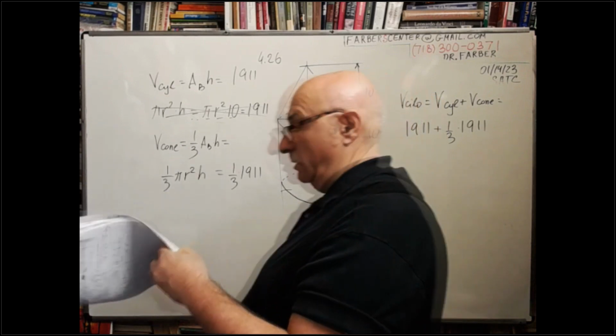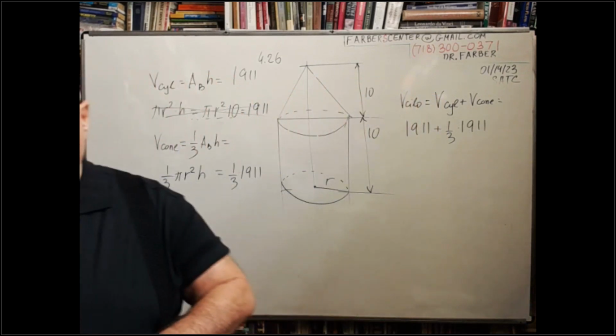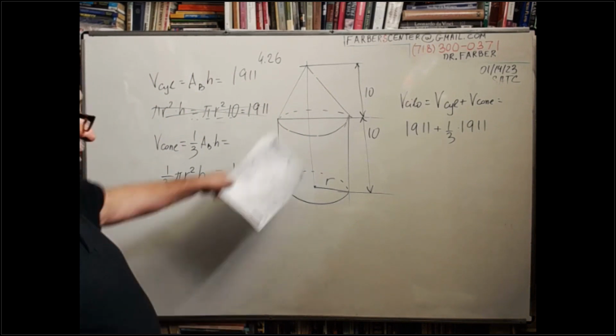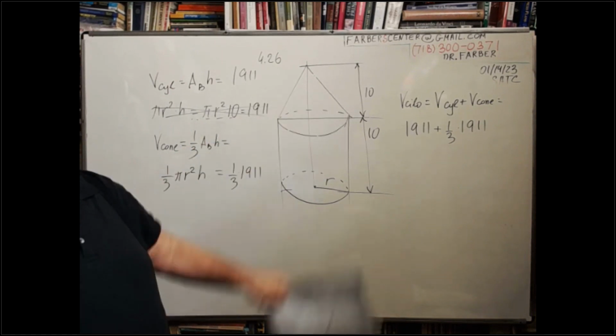That's it. Any questions, students? So this shortcut is straightforward, because they have the same radius and the same height.